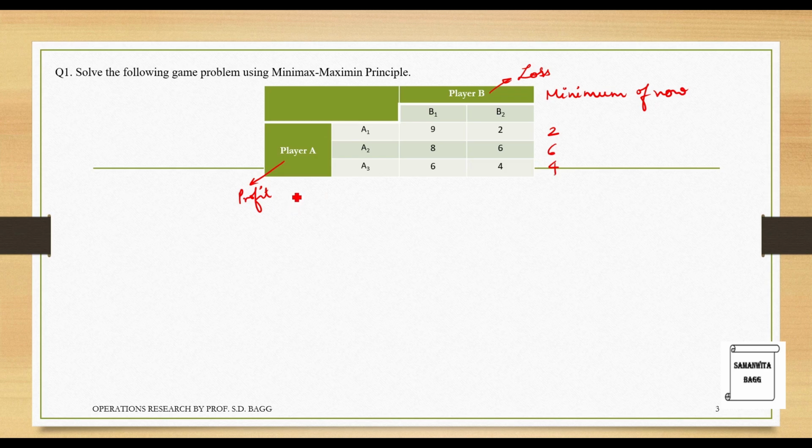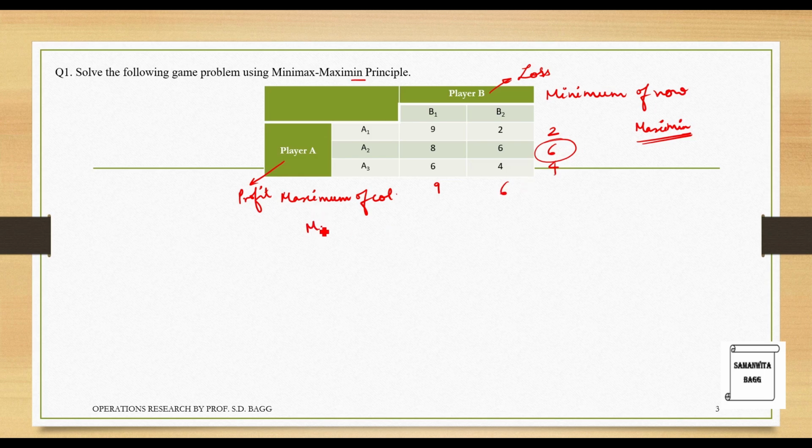Next you will take the maximum of the column values amongst A values. So here the maximum is 9 and here the maximum is 6. So what you have done over here is you have taken the minimum value. Now once you have taken the min, you will have to take the maximum value, such that you are fulfilling the maximin part of the principle. So here the maximum value is 6.